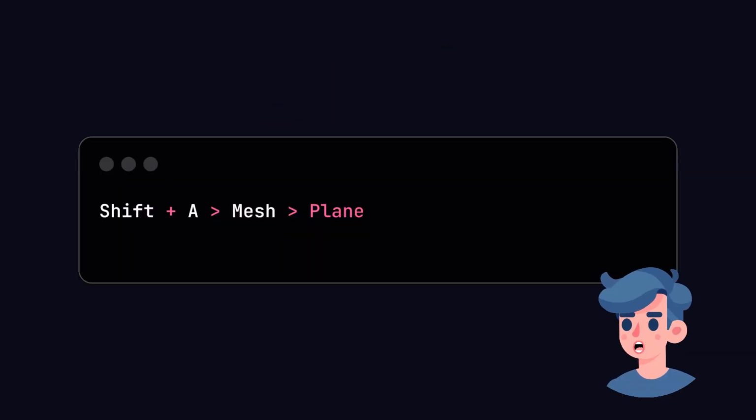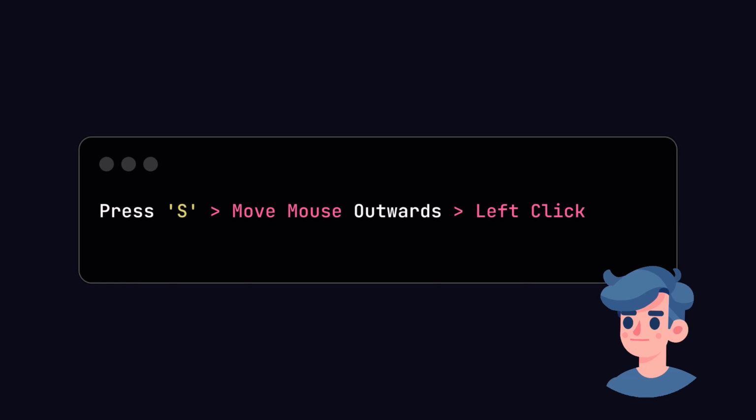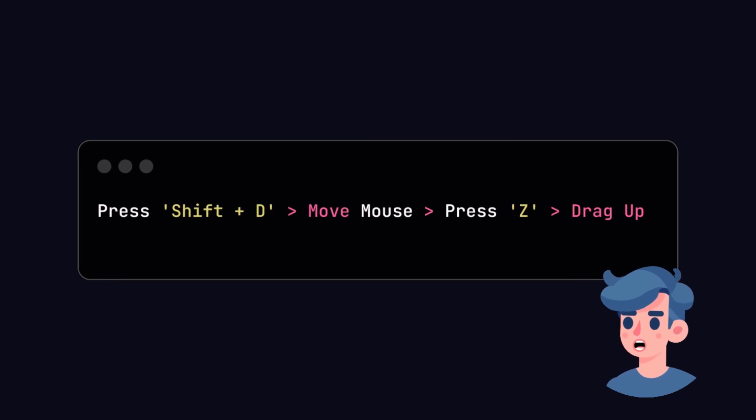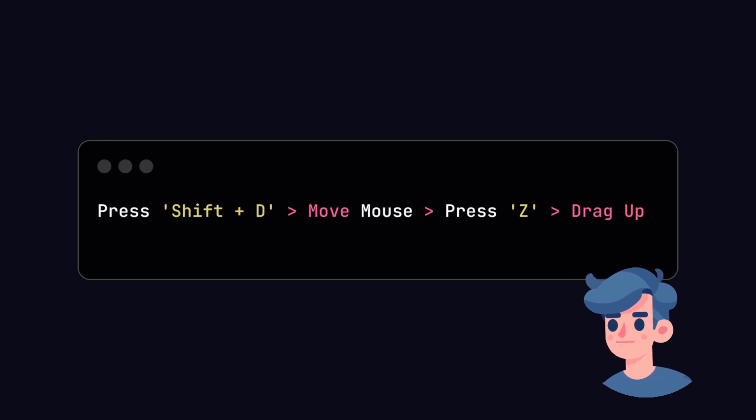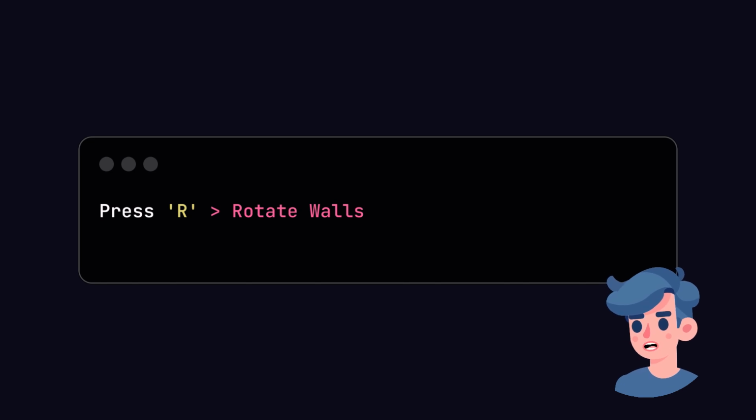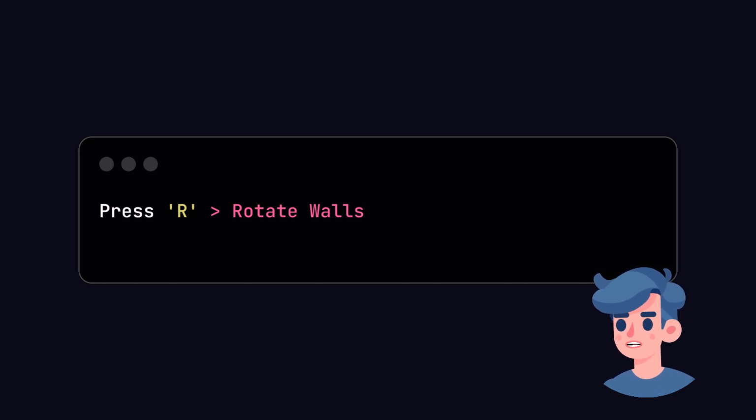Now let's create a quick environment to showcase our model. We can use simple primitive shapes to create a floor and some walls. Let's start by adding a plane. Scale the plane by pressing S and moving your mouse outwards. This will serve as the ground for your asset. After that, let's duplicate it to create a wall. With the plane selected, press Shift plus D to duplicate and move it on the Z-axis by typing Z and dragging upwards. You can rotate the walls using the R key. Experiment with the rotation tools to build a small room around your asset.